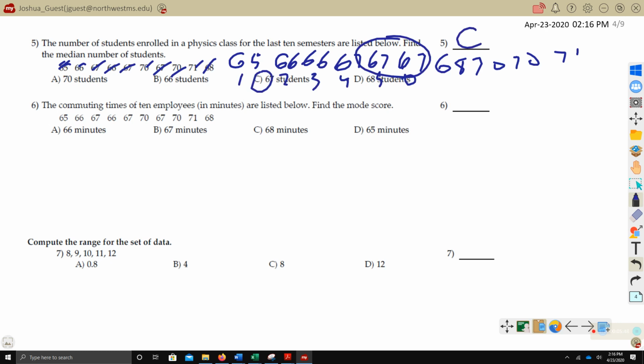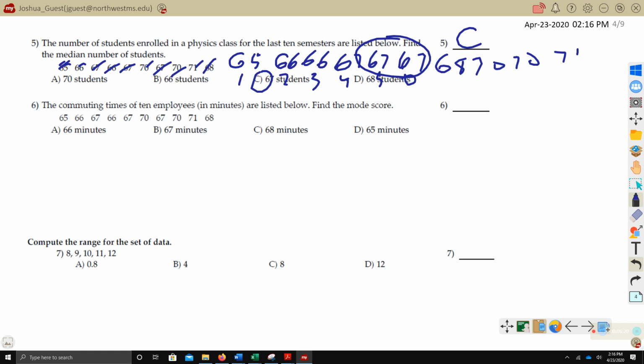I know this is a poor presentation because I wrote all over everything. But anyway, if we go between the 5th and the 6th numbers and take the average of those two, they're both 67. So the average of 67 and 67 is still 67. And if you look back at number 4, I believe that's the same list of numbers on number 4 and number 5, and then on number 6, it's the same list of numbers. The commuting time, except it's heights of female students in a math class, it's the number of students in a physics class, and it's commuting times of 10 employees in minutes.